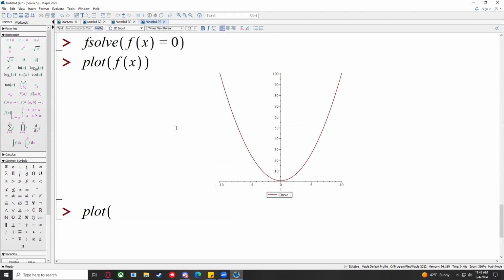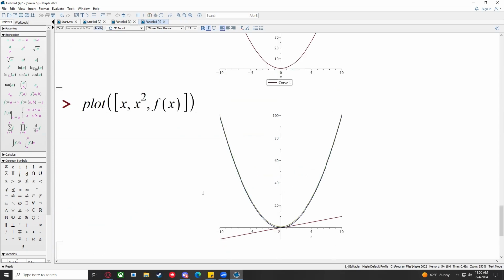Let's say we wanted to plot multiple things. We could do that by putting a bracket here and then writing the multiple things that we want to plot. So let's say I wanted to plot x, x squared, and my f of x, right? I can write x, comma, x squared, comma, f of x. Close this, and then I got to close it for the other one. Press enter, and you'll see that I get my 3 images right here.